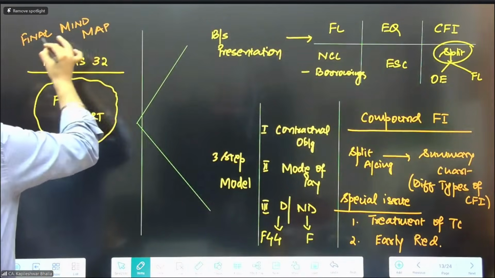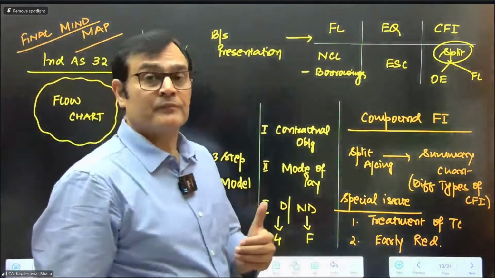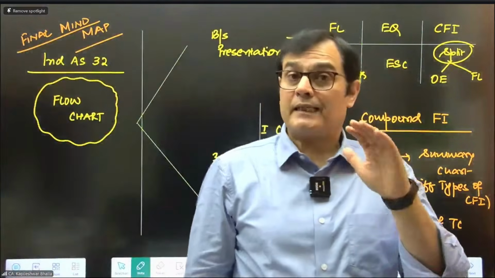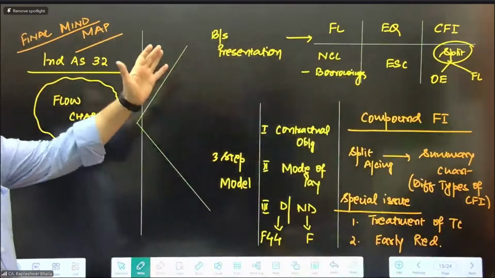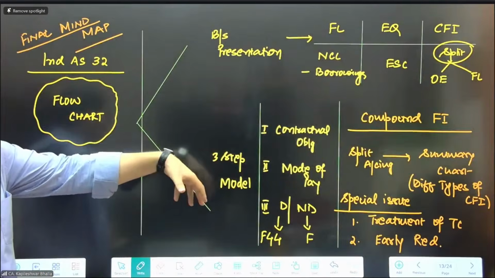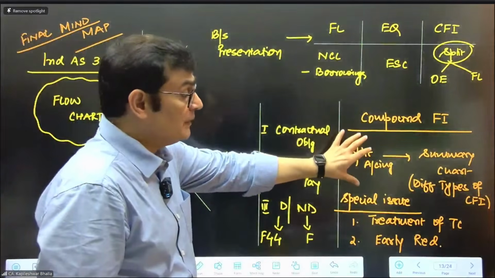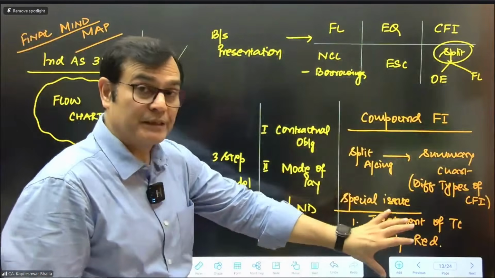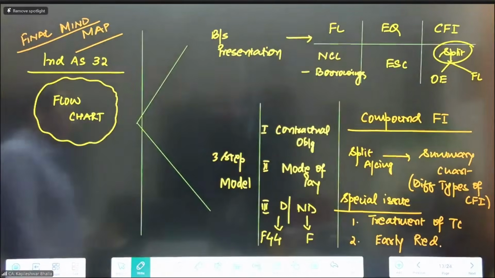If you're able to cover these areas well, Ind AS 32 is completely mapped in your mind. You will understand the flow of thought, how the presentations are done in the balance sheet, the criteria for identifying the nature of the instrument, and then considering the split accounting for various components, the transaction cost and the early redemption. Okay, so far so good.